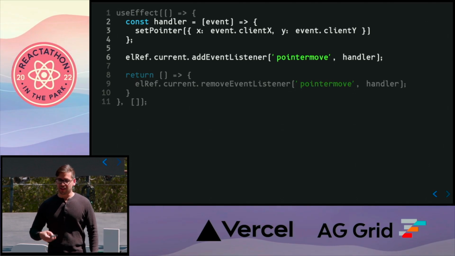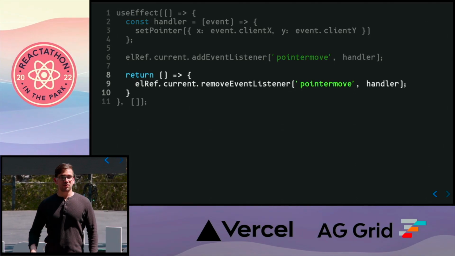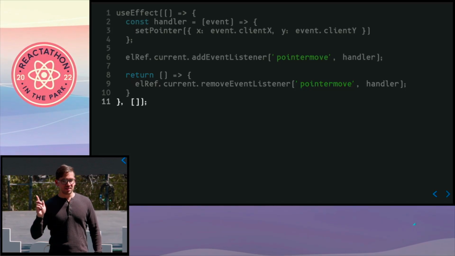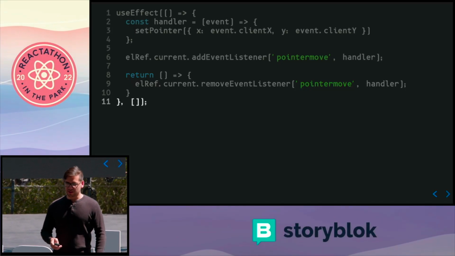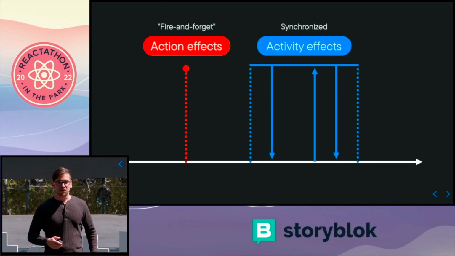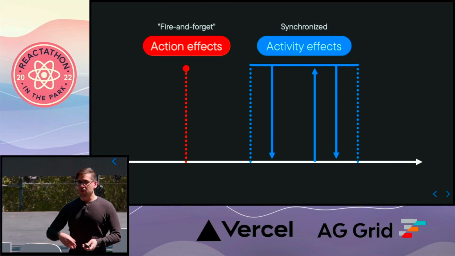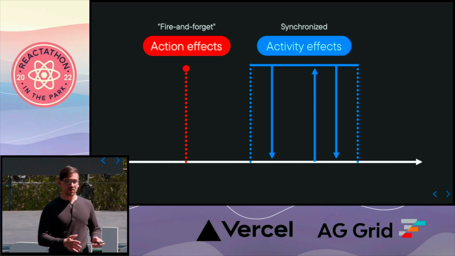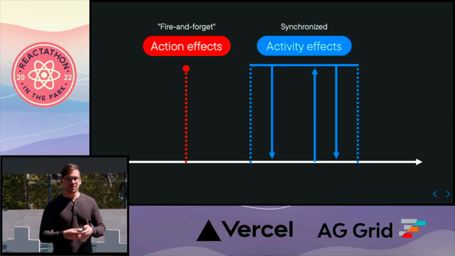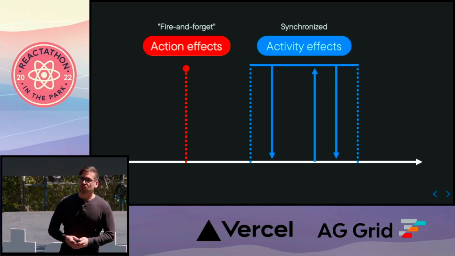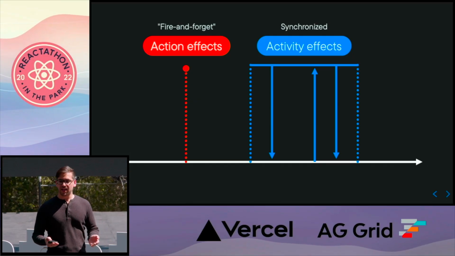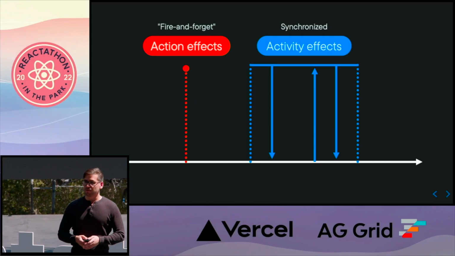So adding event listeners like a pointer move, doing your cleanup, and trying to keep this dependency array as small as possible. So we have two types of actions, or effects really. We have the synchronized effects, which we just talked about. Those are the subscriptions, the event handlers, all of that. And we have action effects, or what I call action effects. These are your fire and forget effects.